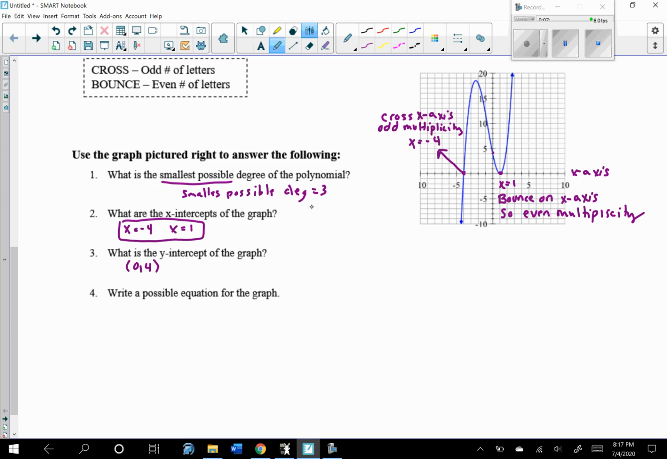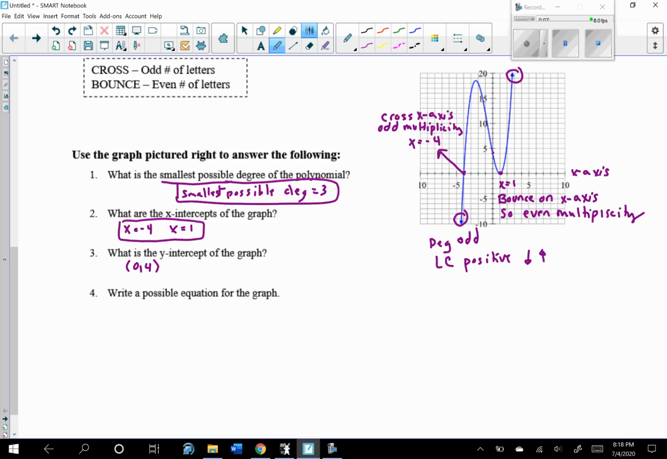Now, does that make sense with our end behavior? With our end behavior, if we look at this, notice that the left end's down and the right end's up. So that means this is an odd degree, and the leading coefficient would have to be positive because the left end's down and the right end's up. So it makes sense that this is a degree of 3 for the smallest. Now, does that mean it could be something bigger? Sure, it could be degree 5, degree 7, but we're asking for the smallest possible degree.